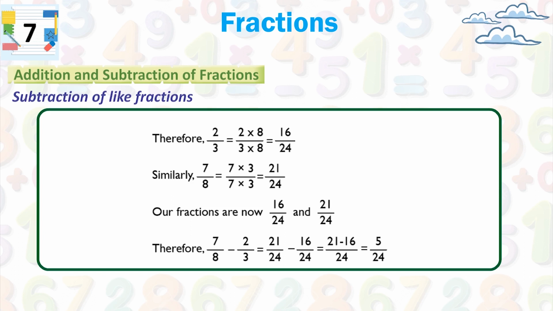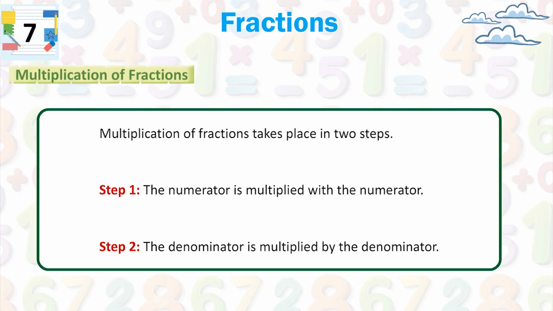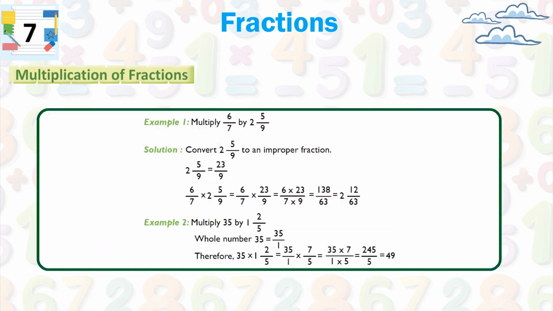Therefore, 7/8 minus 2/3 is equal to 21/24 minus 16/24 is equal to (21 minus 16)/24 is equal to 5/24. Multiplication of fractions. Multiplication of fractions takes place in 2 steps. Step 1. The numerator is multiplied with the numerator. Step 2. The denominator is multiplied by the denominator.